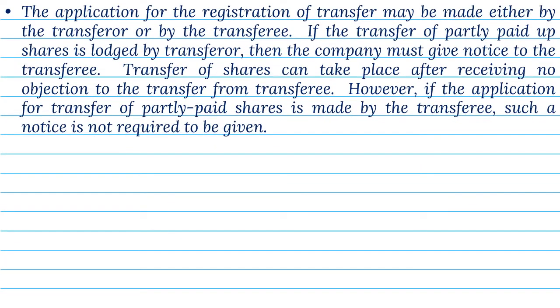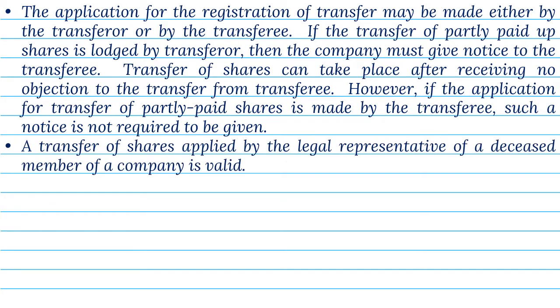The application for the registration of transfer may be made either by the transferor or by the transferee. If the transfer of partly paid up shares is lodged by transferor, then the company must give notice to the transferee. Transfer of shares can take place after receiving no objection to the transfer from transferee. However, if the application for transfer of partly paid shares is made by the transferee, such a notice is not required to be given. A transfer of shares applied by the legal representative of a deceased member of a company is valid.